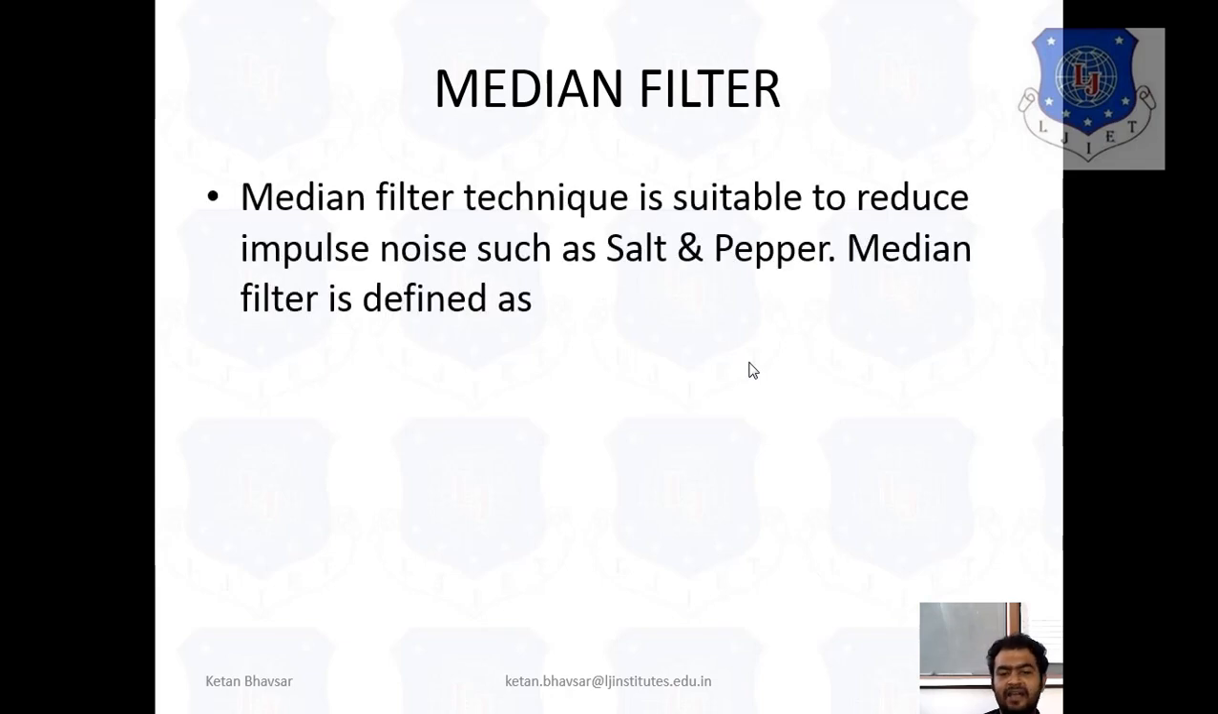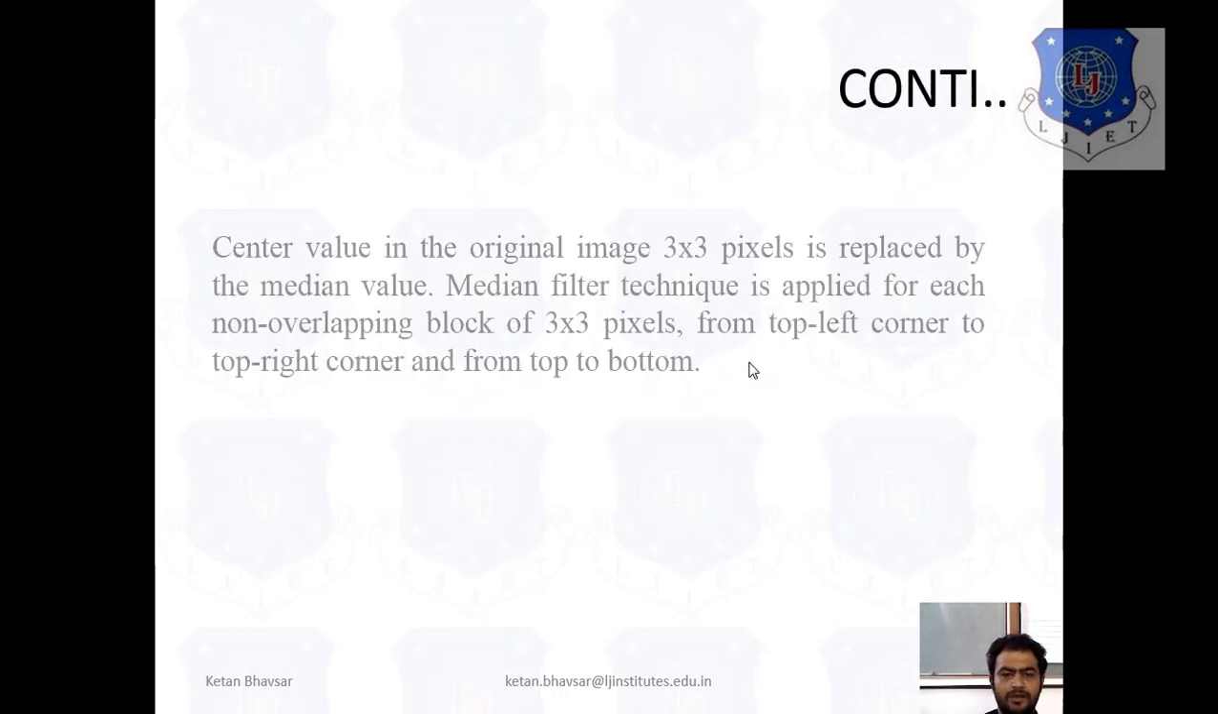Median filter: it is suitable to reduce impulse noise such as salt and pepper, and is defined by the equation f bar x comma y is equal to the median over s, t belonging to S of x comma y of g of s comma t. Here g of s comma t is the degraded model, and we apply the median filter and try to extract f bar x comma y, which is approximately f of x comma y.